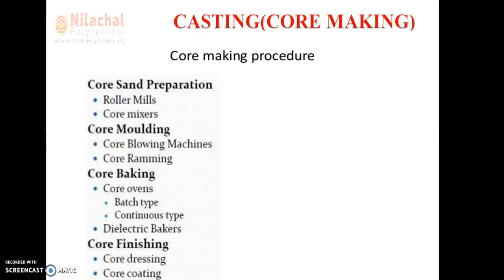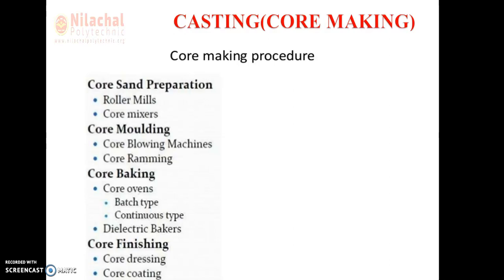So here is the process. First we discuss core sand preparation. In this operation, a homogeneous mixture of sand and binders is prepared so that the core will have uniform strength throughout its body. The core sand is mixed with binders in a roller mill or core mixer. Core mills are suitable for core sands containing crystals, whereas core mixers are suitable for all types of core binders.